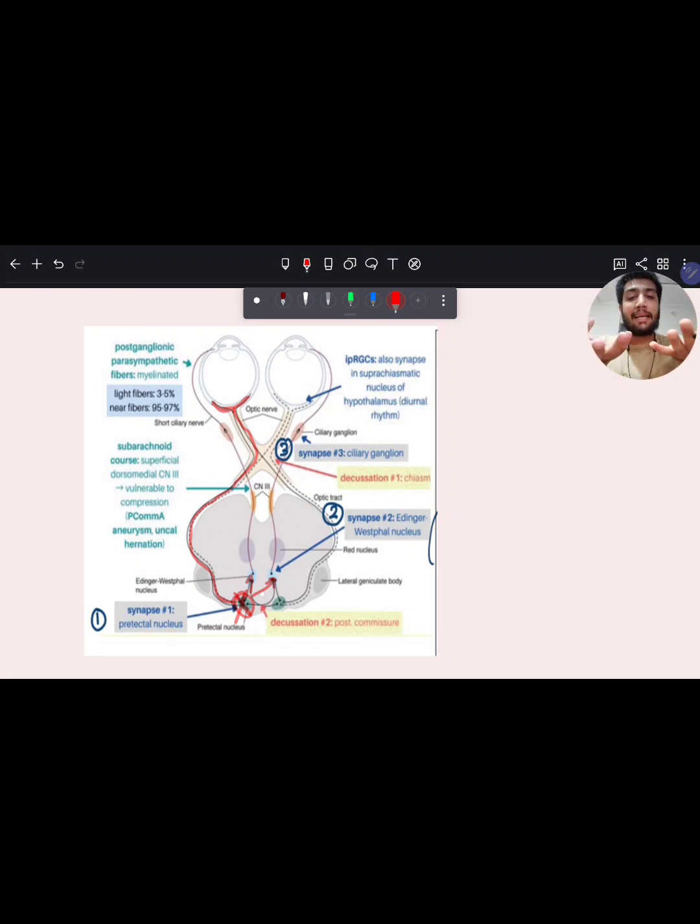Because both the pretectal nuclei are being affected, but obviously both nuclei won't be affected symmetrically. One of the nuclei might have more damage, the other might have less damage, and this is the reason behind asymmetric anisocoria. And now you must be wondering, then why is the accommodation reflex present?